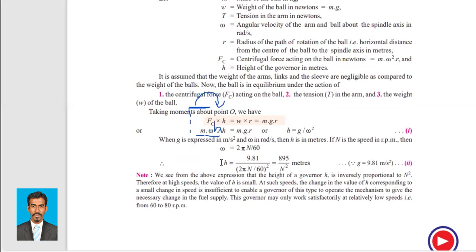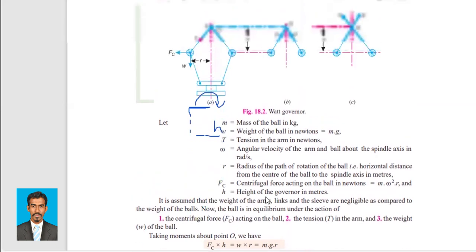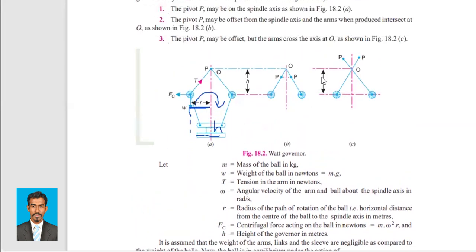So as you can see, the height is solely dependent on the speed, right? We see from the above expression that the height of the governor is inversely proportional to n squared, right? So when you see here, h is inversely proportional to n squared, which means if h increases, n squared decreases. If n squared increases, h will decrease, right? So we can feel it here, right?